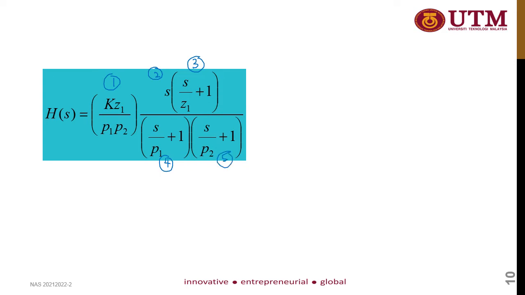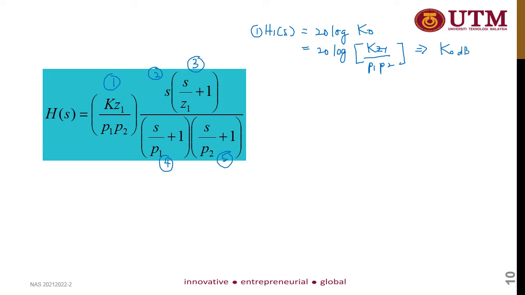What you need to do first is write down the transfer function for each individual component. Start with the constant. First you have h1s equal to 20 log 10 of your k naught, where k naught equals kz1 divided by p1 p2. You get this equal to k naught in dB. Move on to the second component.